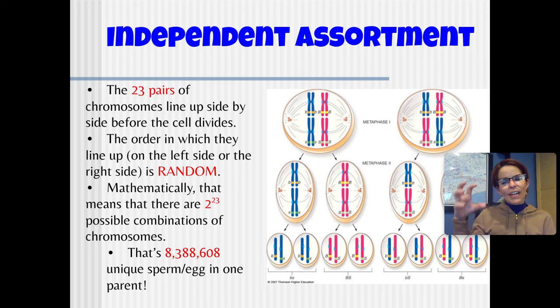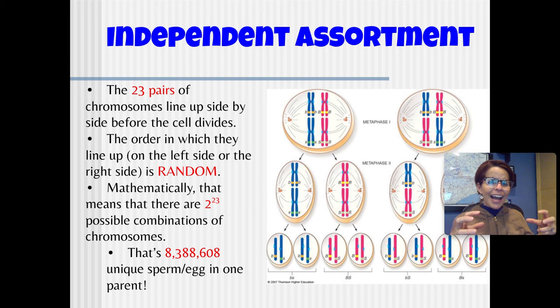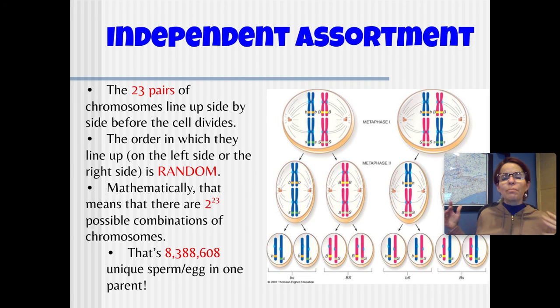So the odds, if you've got 8 million combinations in the mom and you've got more than 8 million combinations in the dad, the odds of ever having 2 kids that are exactly the same are pretty much zero.